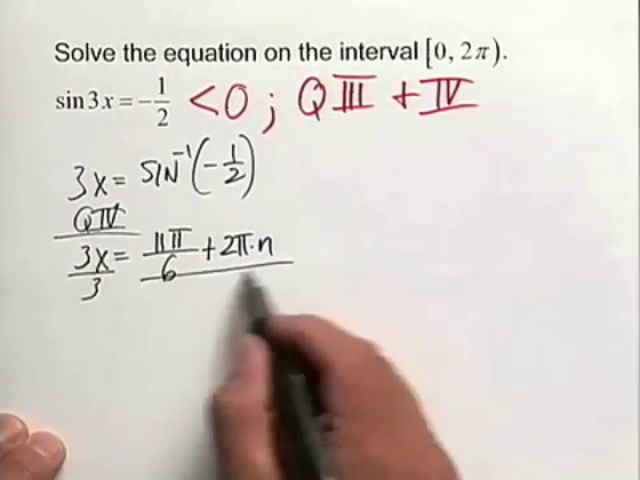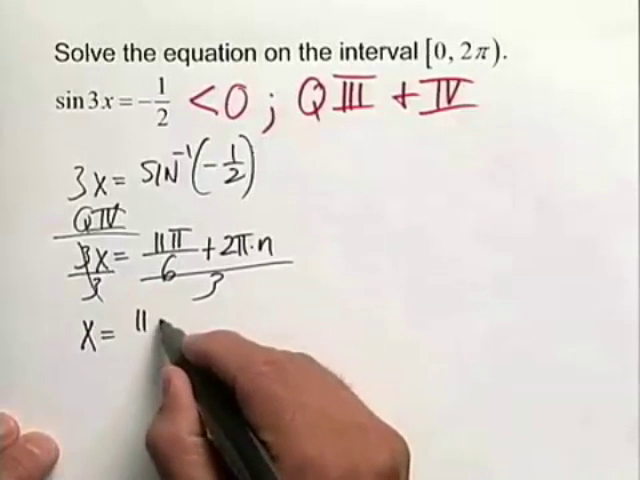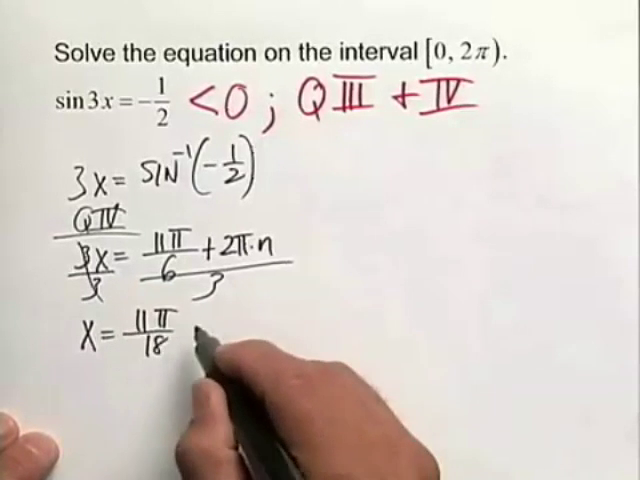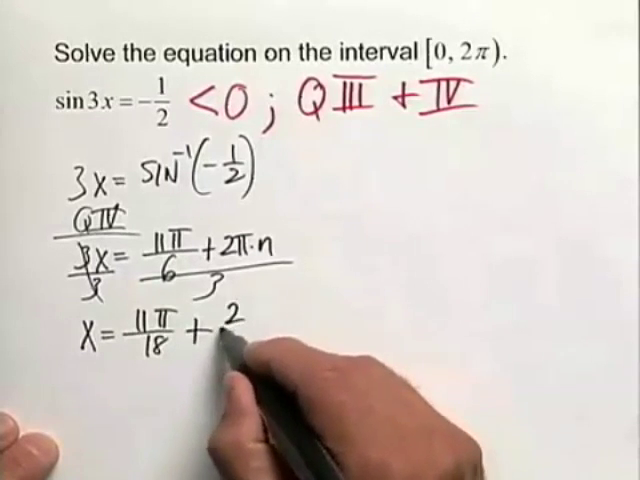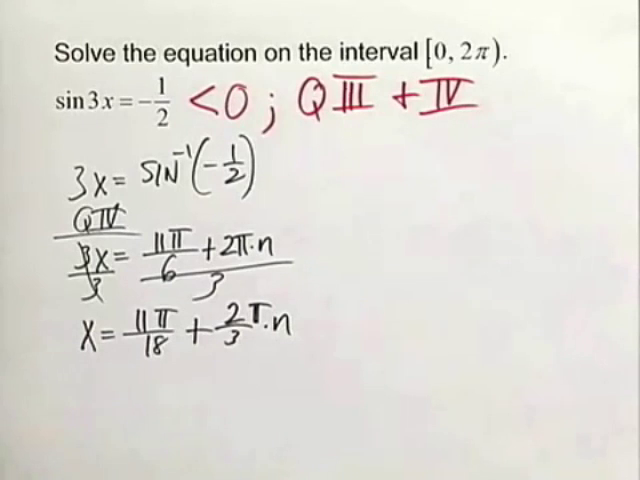We're going to divide both sides by 3 here. And from this, we end up with x is equal to 11 pi/18, and then that's plus 2/3 pi times n, where n is any integer that we can think of here.